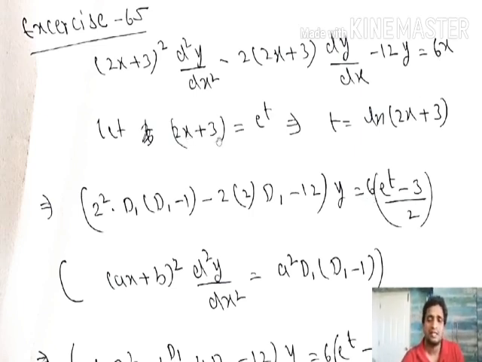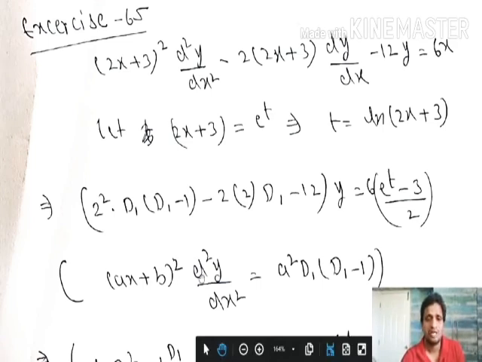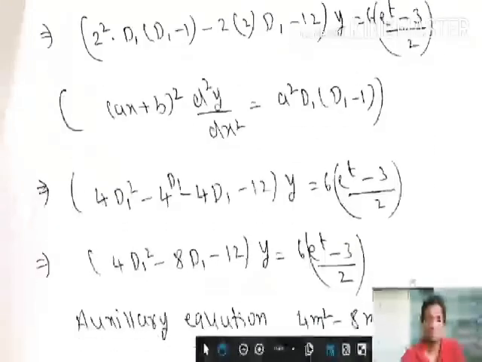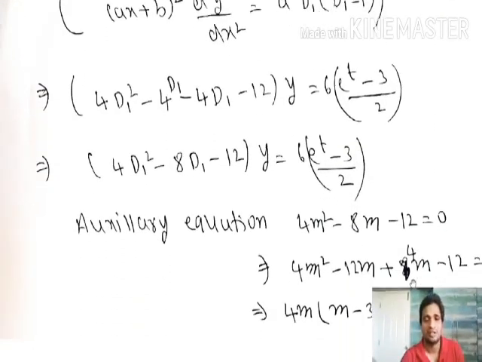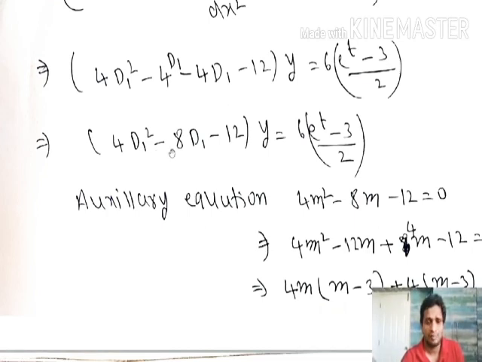What is the x here? e power t minus 3 by 2. So I have written here (ax plus b) whole square into d square y by dx square is equal to a square into D1 into D1 minus 1. So if I simplify this one, I will get (4D1 square minus 8D1 minus 12) into y is equal to 6 into x, this one.